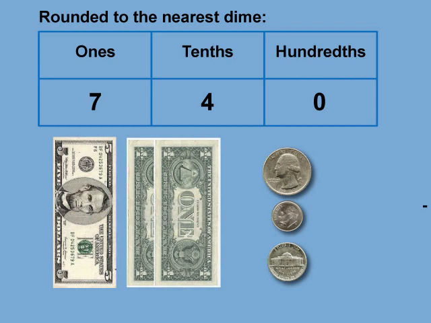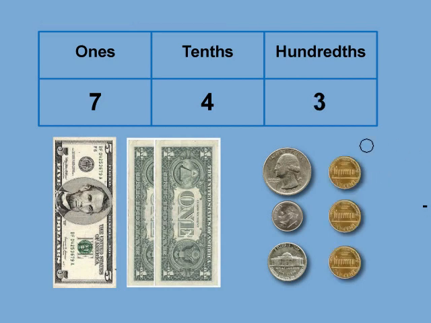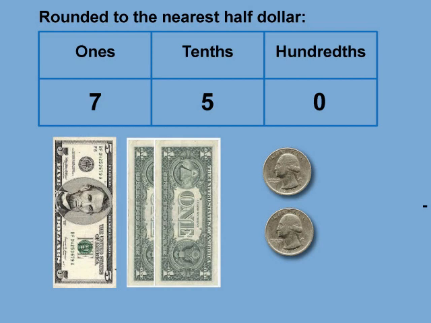Now we need to round the original amount to the nearest half dollar. In this case, we look at 43 to see if it is closer to 0 or 50. We see that 43 is much closer to 50. So $7.43 rounded to the nearest half dollar is $7.50. Let's look at another example.